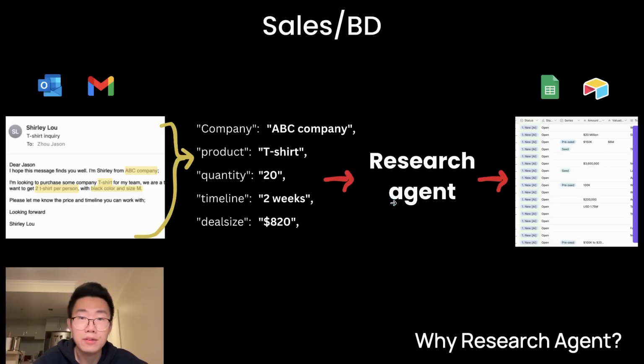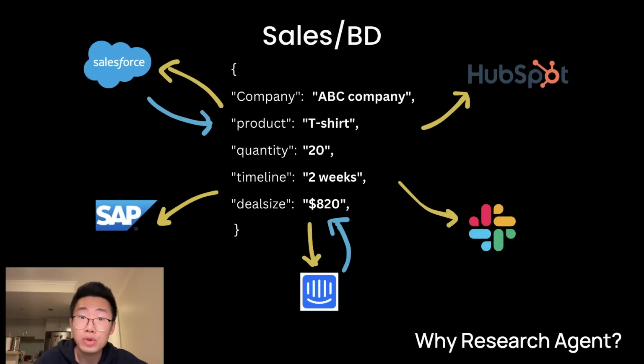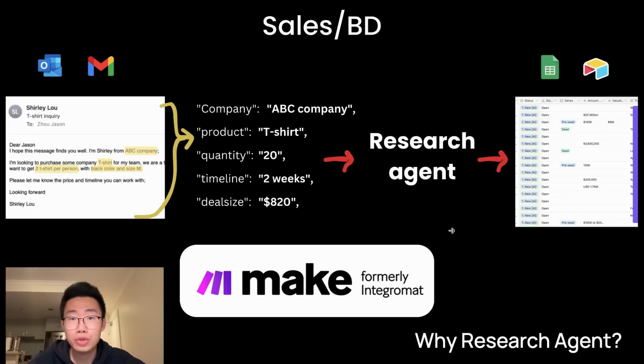And when you expand the definition of research to more than just Google search, to other systems like CRM, ERP, and customer ticketing systems, then this research agent can really stitch together the information from different systems and enhance the decision for humans. So today I'm going to show you a step-by-step process of how to build a research agent and embed it in your real business workflow on a platform like Make.com.